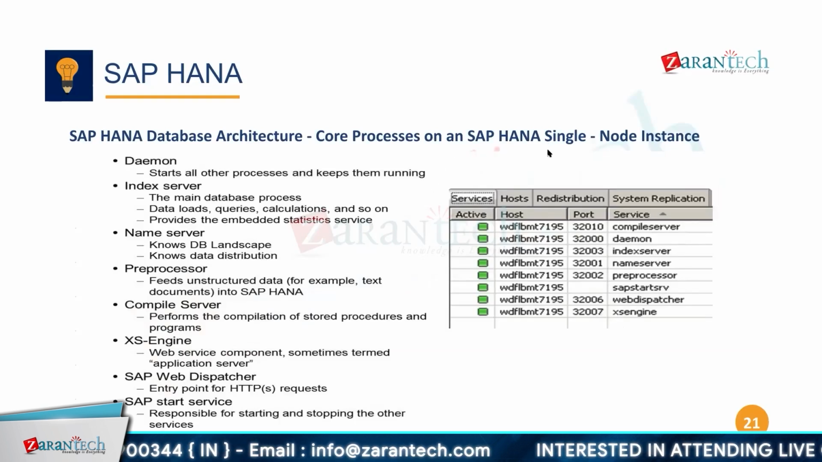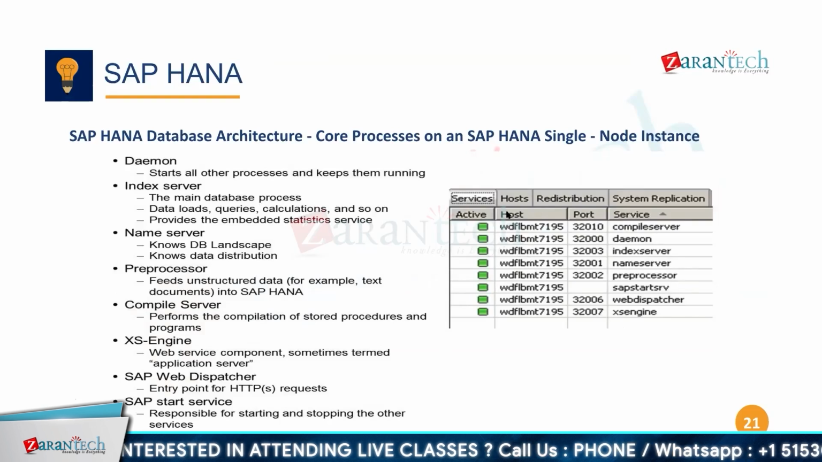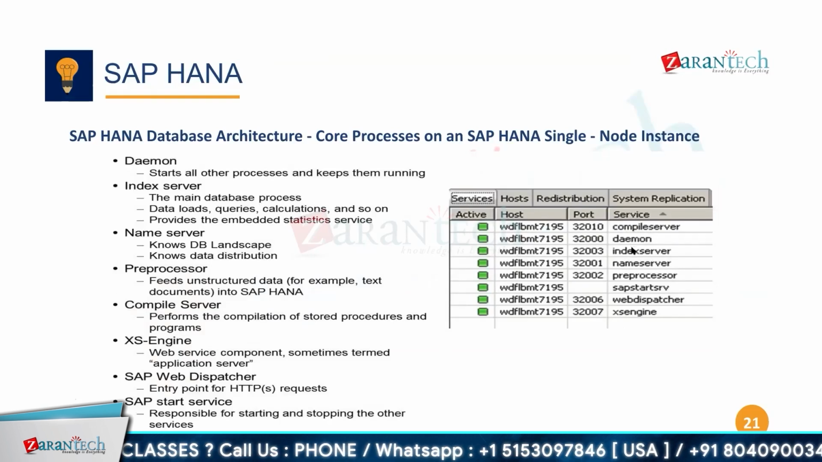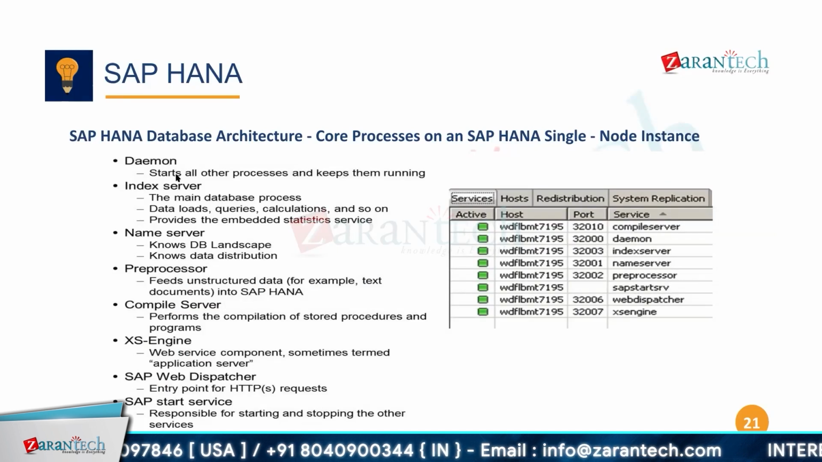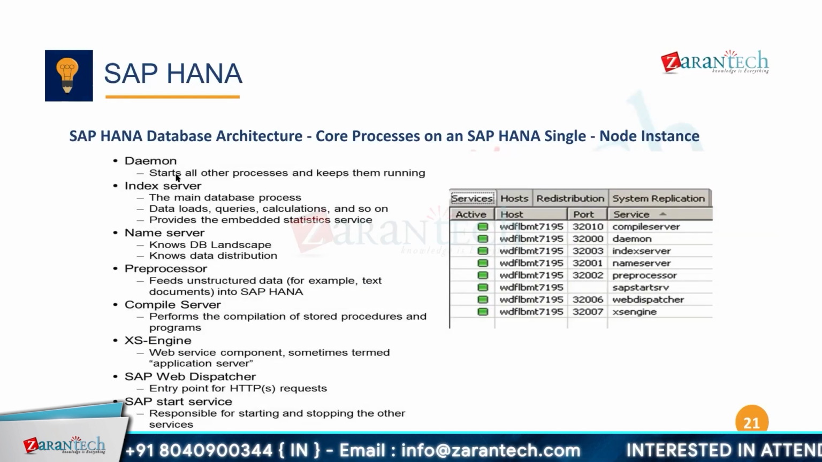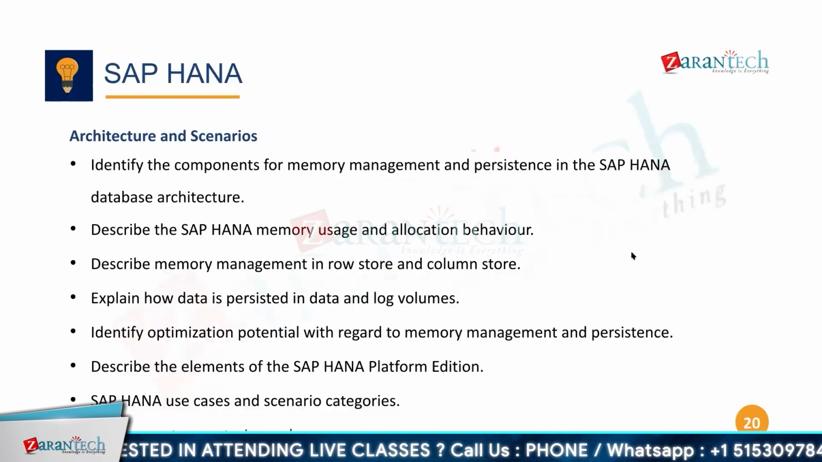Now, SAP HANA database architecture: core processes on the SAP HANA single node instance. Whatever the node, this is how it looks, and we have seen this in the system. What are these services? You can see compile server, daemon, index server, name server, preprocessor. Now the daemon: in any operating system, the daemon starts all other processes and keeps them running. For example, if by mistake you kill one process, I mean the index server process, the daemon will immediately start it.